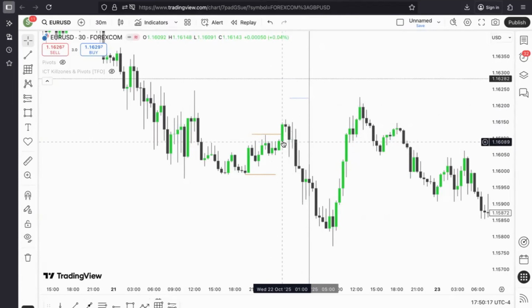So as you can see, where is the last up close candle before a change of delivery was formed? This one here. This is your order block. Or you can start to also pick these two candles, which is better. These two up close candles, right?